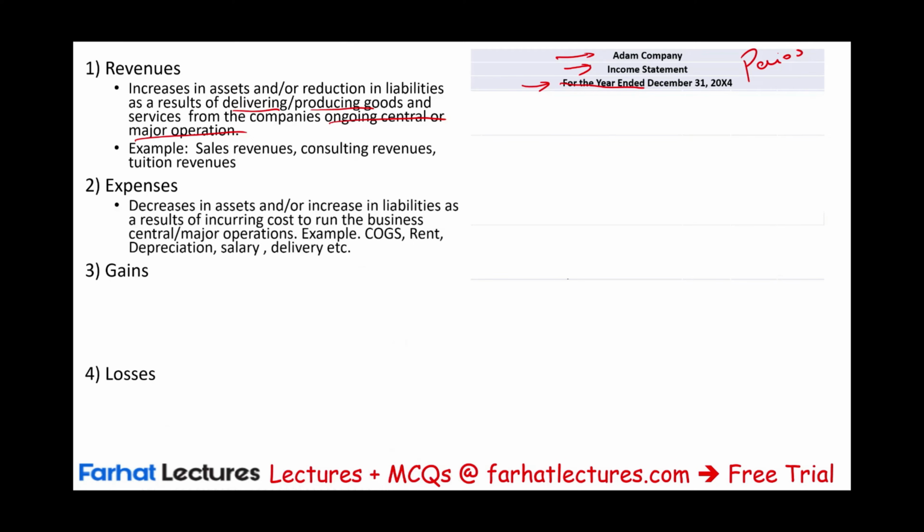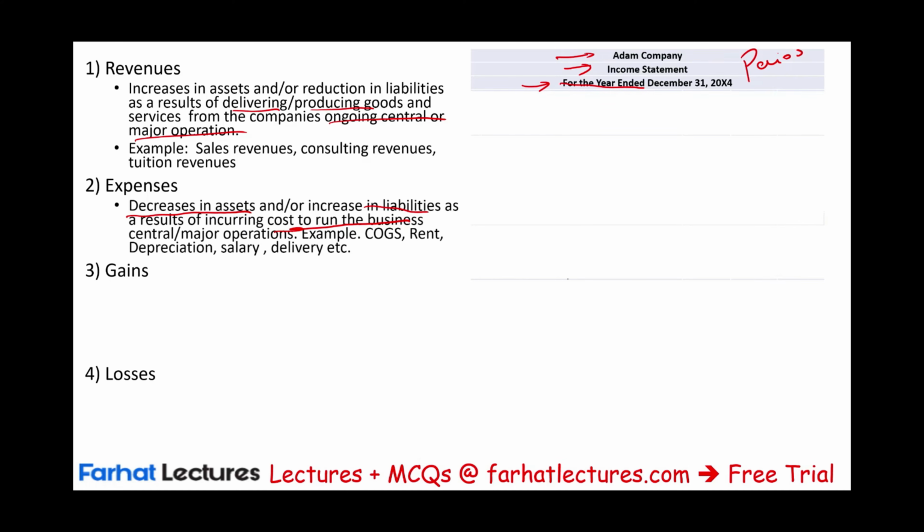Then after the revenues come the expenses. So what are the expenses? Can you think of them as the opposite of revenues? I would not think of them as the opposite. I would think they are necessary to generate revenue. What's the definition? It's a decrease in assets, so somehow our assets are going down, or an increase in liabilities, we are incurring more liabilities. Why? As a result of incurring cost. To run the business, we have to incur cost.